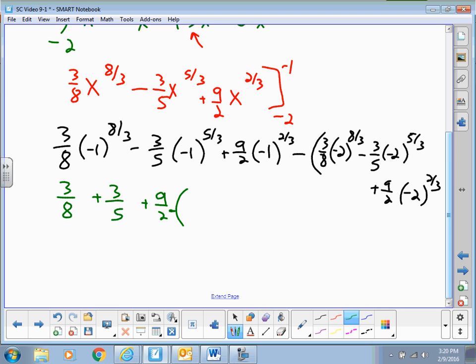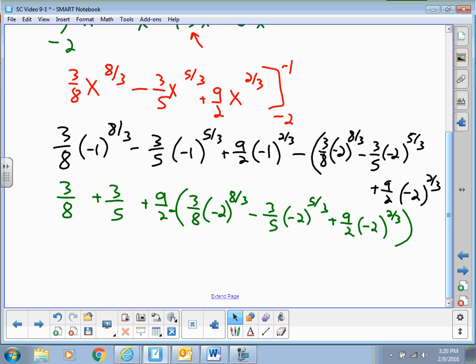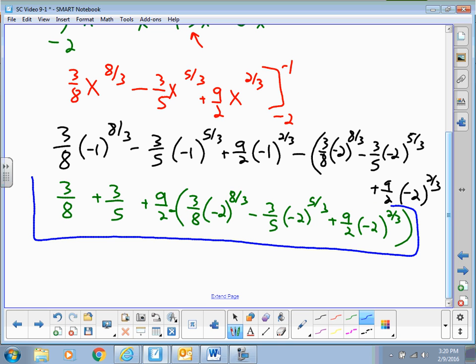And then this part's not going to simplify nice at all, because cubed root of -2 is not nice, so we're just going to leave it as is. So 3/8 times -2 to the 8/3, minus 3/5 times -2 to the 5/3, plus 9/2 times -2 to the 2/3. And because that right part's not going to neaten up nice, we could add those fractions together, but it would be perfectly fine to just leave it as is. That is our exact value of the area under the curve.